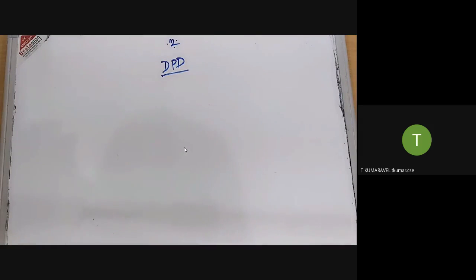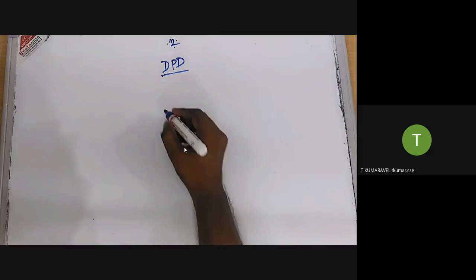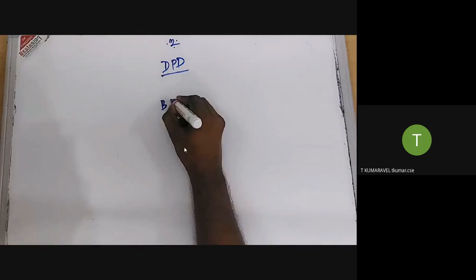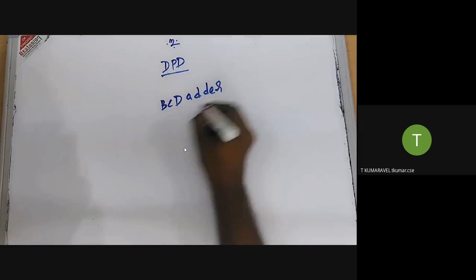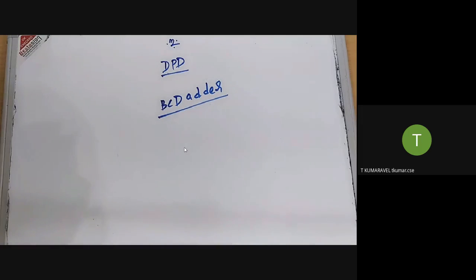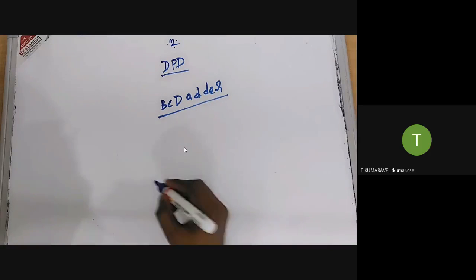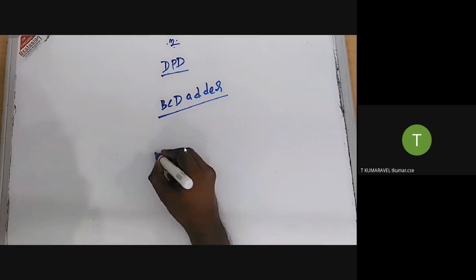In the last class we discussed what a BCD adder is. Do you have any queries in the BCD adder? How we are going to draw the circuit diagram for BCD adder? Do you have any queries? I'm going to provide some overview about the BCD adder, and how it performs BCD addition.